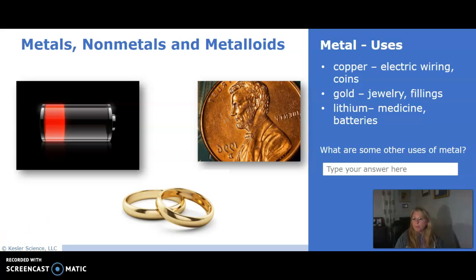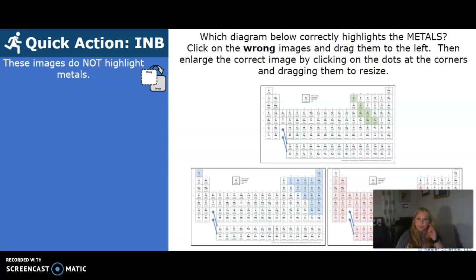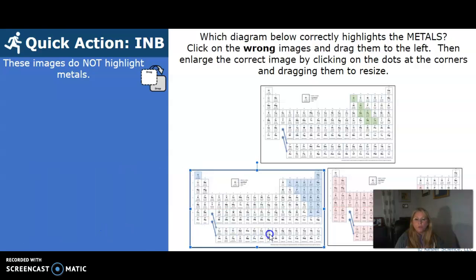Okay, on this page we're going to identify which set of colored elements represents metals. So whichever one you think are wrong, you would bring them over here, and whichever one you think is correct, you're going to leave it over in this space, and you're going to drag it out to take up the whole space. Give you just a minute to do that. You hit pause and come back to me.